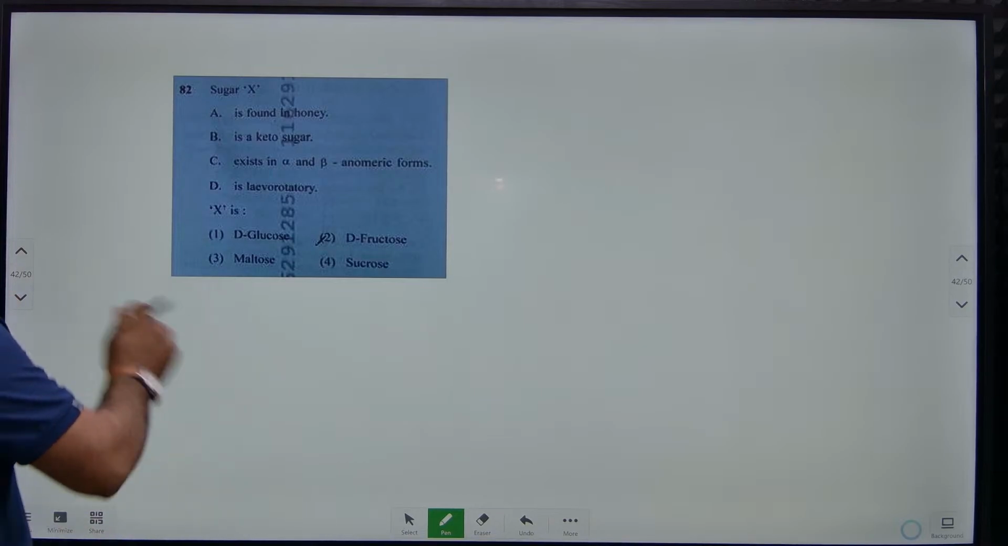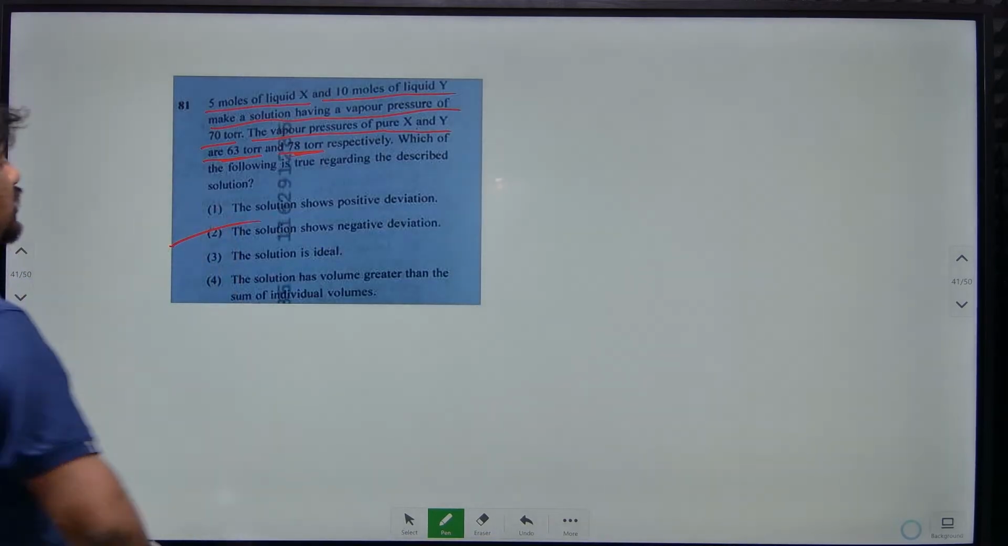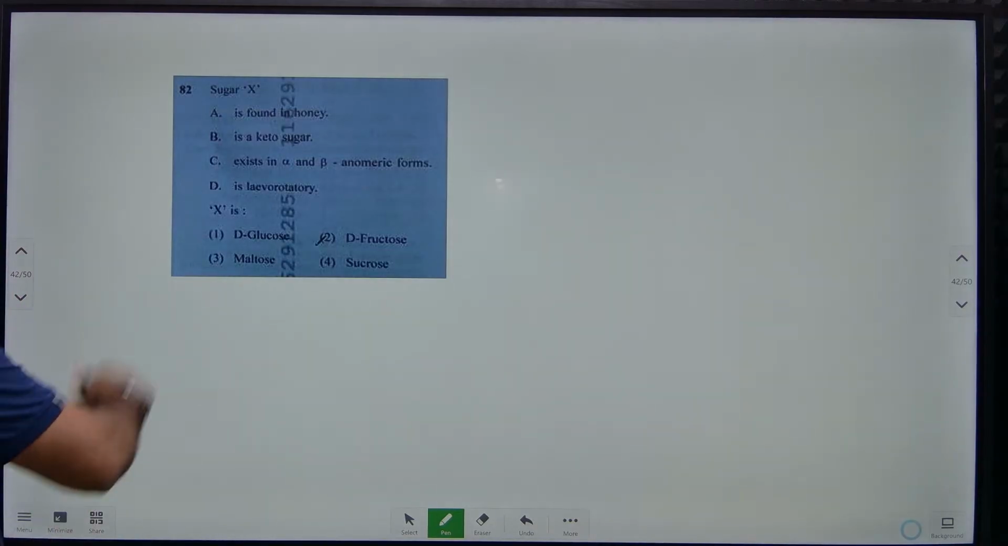Well, so here the solution shows negative deviation. Well, go to the next one.